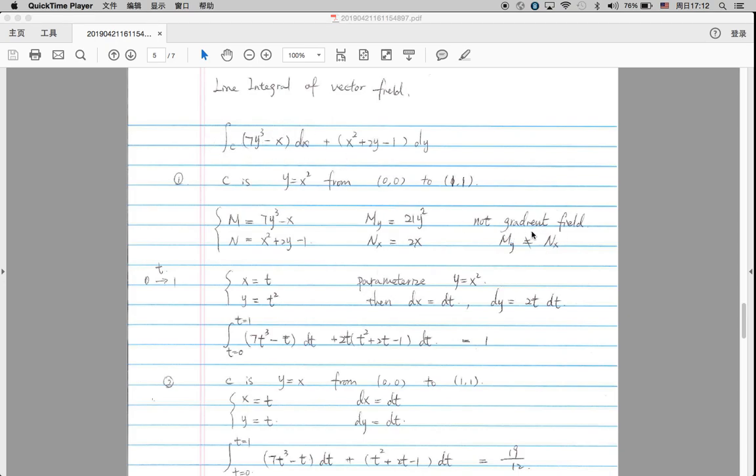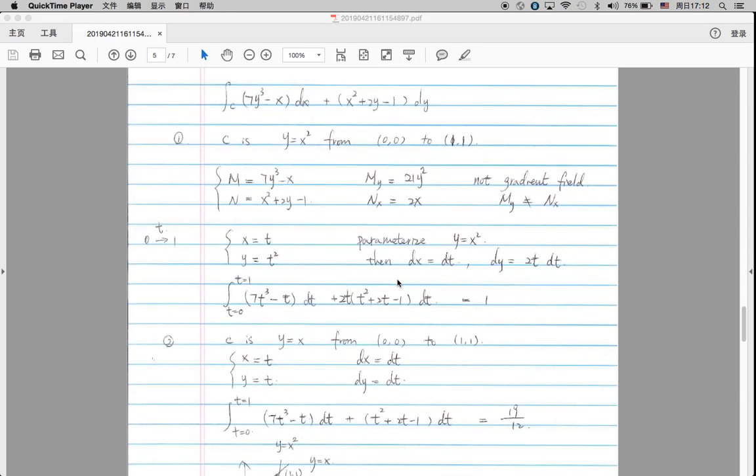However, this is not a gradient field since the test is not satisfied, so we will need to calculate in the ordinary way. So again, let's rewrite the function. The parabola is just y equal to x squared. So now we need to separate both variables here. If x is equal to t, then y is equal to t squared. Then dx is equal to dt, dy is equal to 2t times dt.